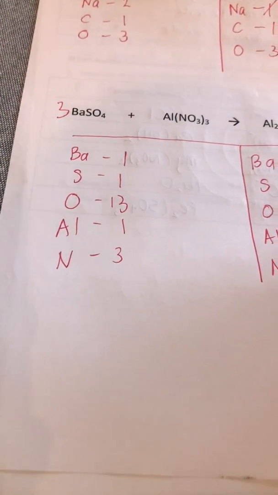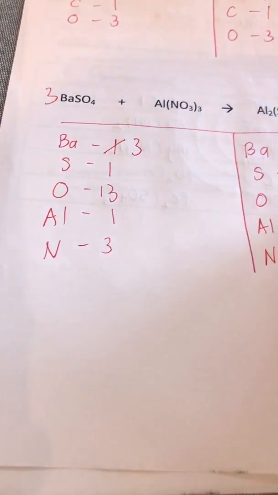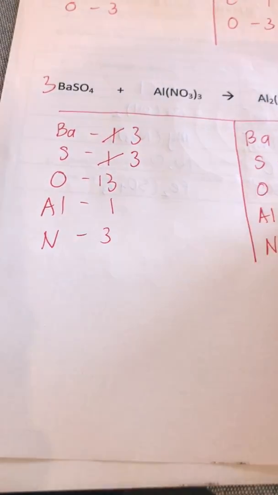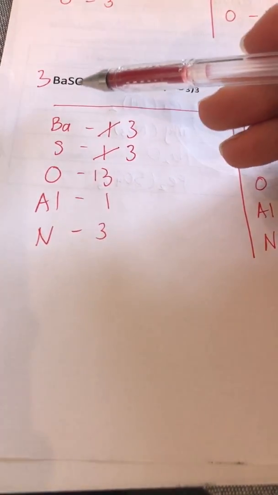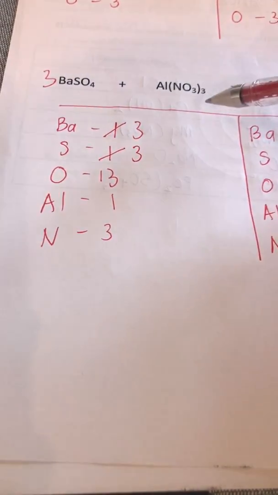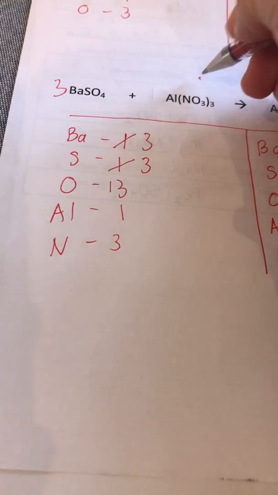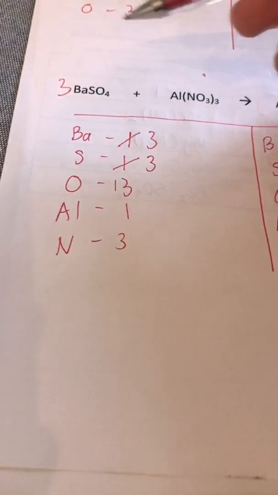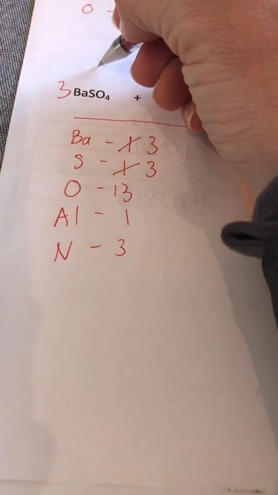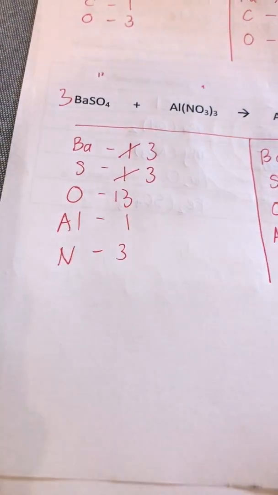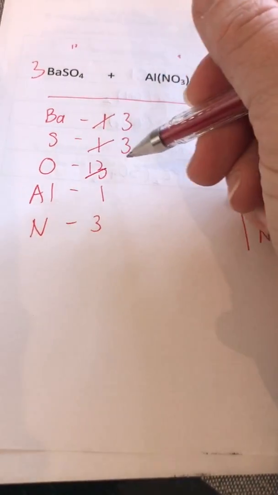3. So that will change my barium to 3. It changes my sulfur to 3. And it will also change my oxygen, so this is where I have to be careful. 3 times 3 is 9. Now you might want to just be jotting little numbers up here as you're adding up. And 3 times 4 is 12. 12 plus 9 is 21.